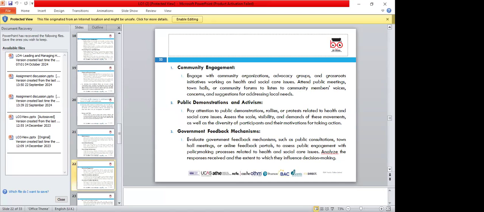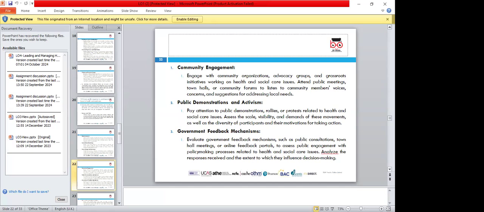Public demonstrations and activism. You need to pay attention to public demonstrations. When there are demonstrations against social care, against the government, you need to take note. It may be rallies, it may be protest groups fighting against certain policies that are not helping. You need to be concerned about that, because these things inform you about what's happening, and what changes people are asking for, especially when it's about the public.